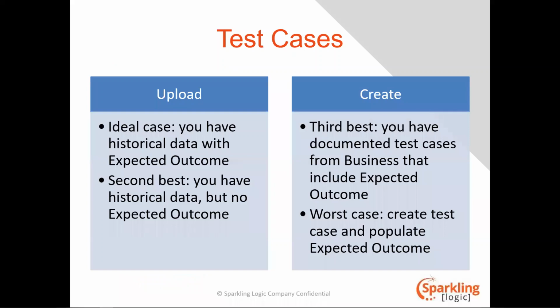So going from best case to worst case scenario, best case, you have this historical data and the expected outcome. Second best is that you have the historical data, but you don't have the expected outcome. And if you don't, especially for those greenfield projects, you might have to go back to the documentation put together by the business, and hopefully they contain some test cases to illustrate the requirements. And really the worst case is that they don't, and you have to create everything from scratch.